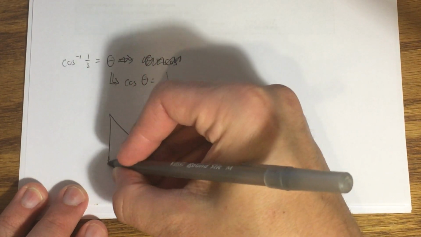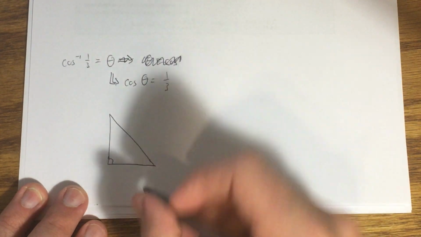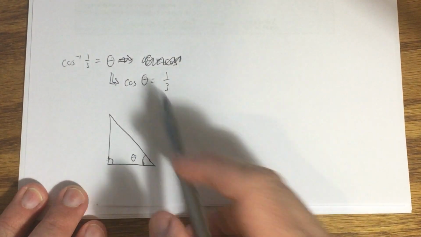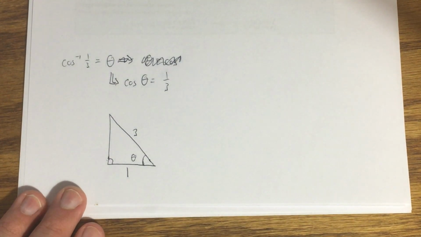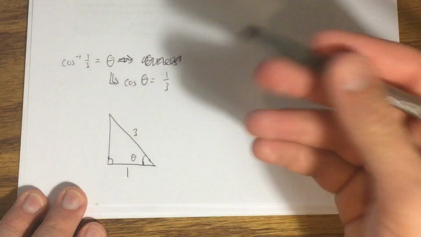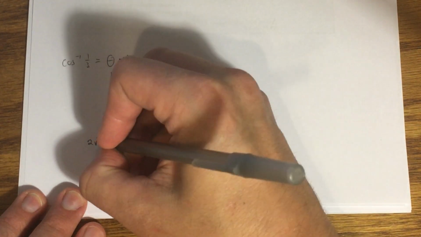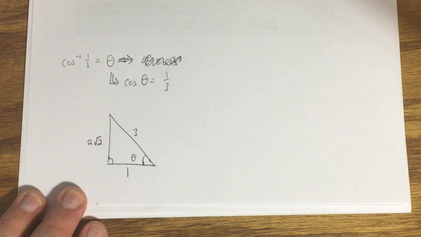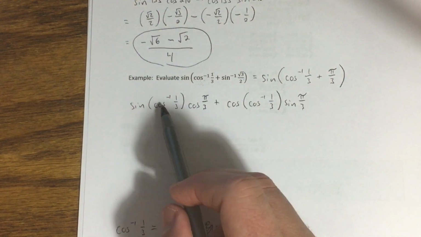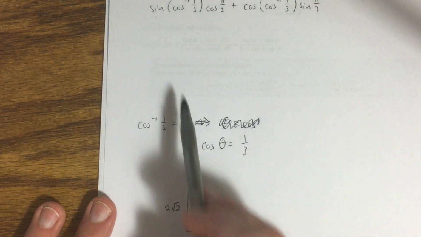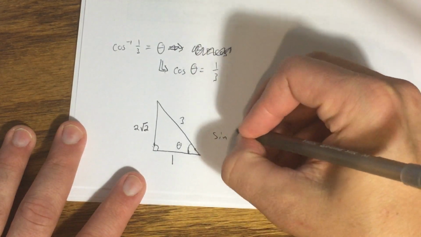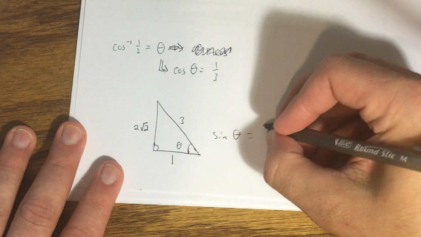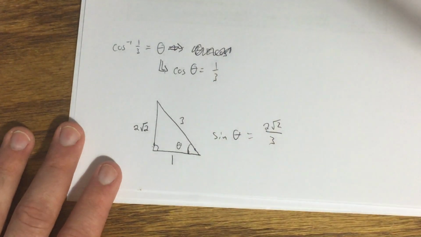Create your right triangle. Label your sides. If this is theta and cosine is adjacent over hypotenuse, then I would have a 1 here and a 3 here. Using the Pythagorean theorem, which you can do this part, you should be able to determine that this side is equal to 2 root 2. Okay, so with that said, what is it that we're actually looking for? Sine of the inverse cosine of 1/3, or sine of theta. What would the sine of theta be here? Opposite over hypotenuse, 2 root 2 over 3.